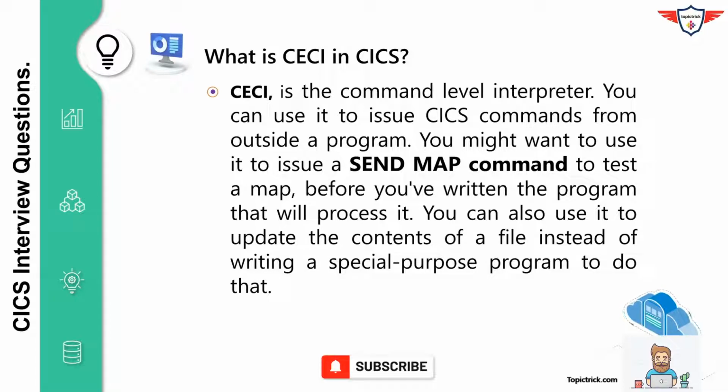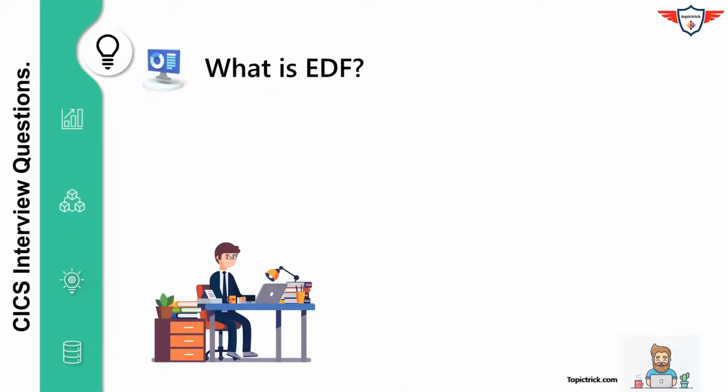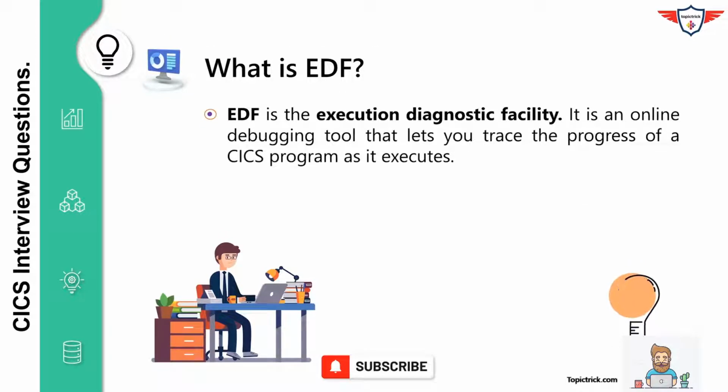What is CECI in CICS? CECI is the command level interpreter. You can use it to issue CICS commands from outside a program. You might want to use it to issue a SEND MAP command to test a map before you've written the program that will process it. You might also use it to update the contents of a file, so you don't have to write a special purpose program to do that. What is EDF? EDF is the Execution Diagnostic Facility.